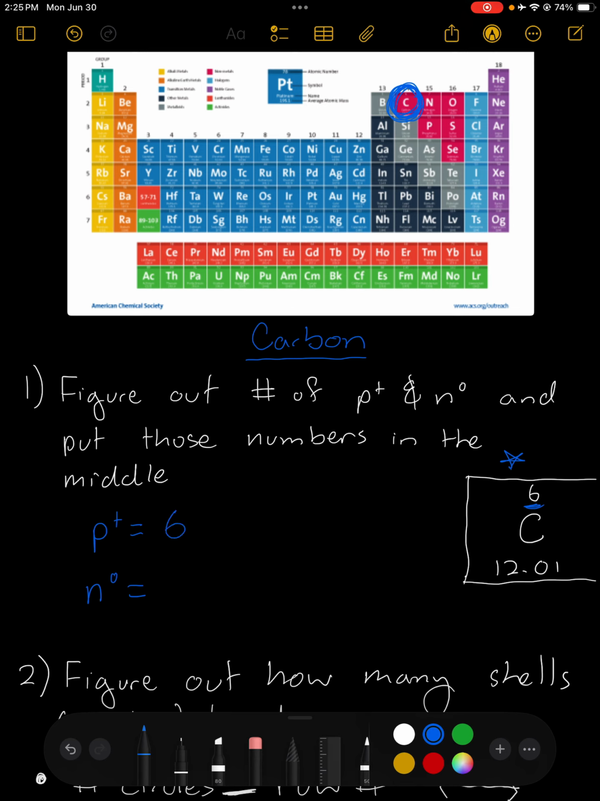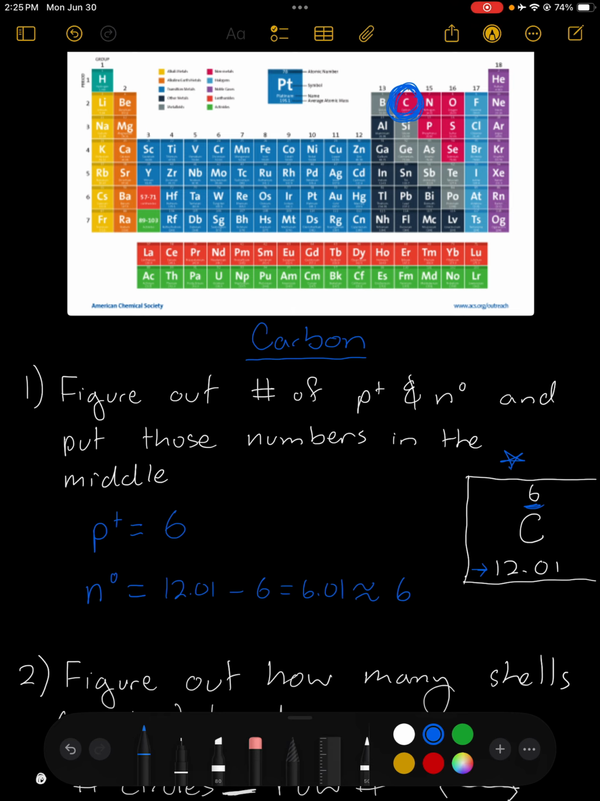And the way you figure out neutrons is you're going to take your average atomic mass on the bottom, and then you're going to subtract out the atomic number. So we're going to take 12.01, that bottom number, we're going to subtract out 6, and that's going to give us 6.01. And we are also going to round that off to a whole number because we can't have 0.01 of a neutron. So we're going to say that atoms of carbon have 6 neutrons.